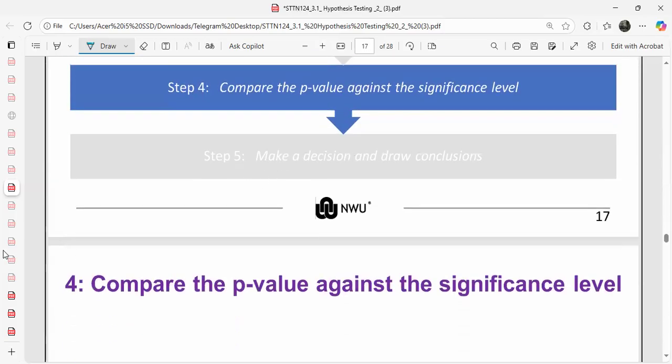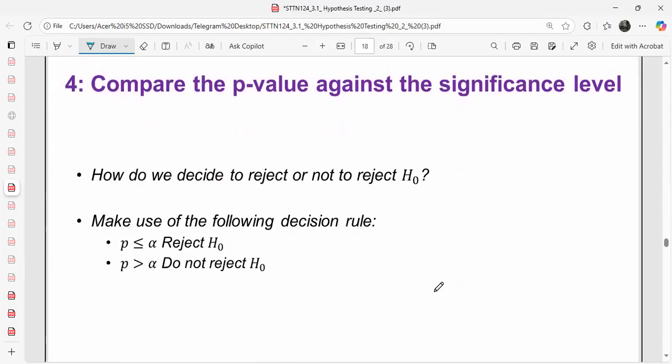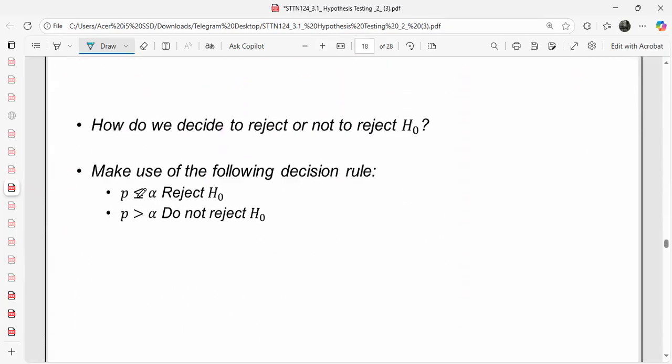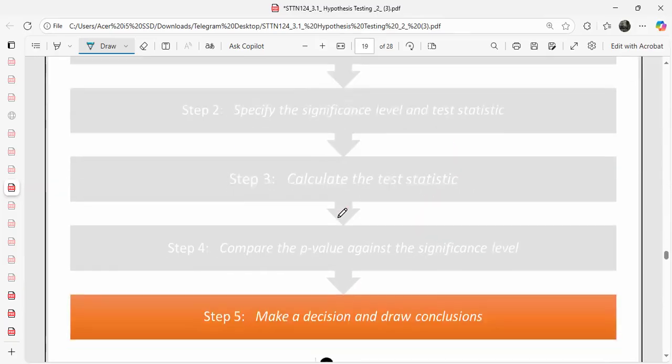Then now step 4, you compare the p-value with the level of significance. So we say that if the p-value is less than or equal to alpha, you reject the null hypothesis. But if the p-value is greater than the alpha, we do not reject the null hypothesis. Yeah, so that's how you do it.